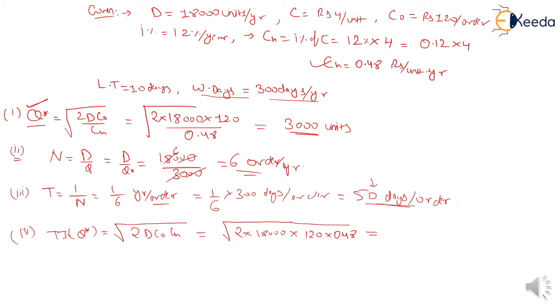Calculate this term, students. What is the answer? The answer comes as rupees 1440. It is the optimal cost, the total inventory cost corresponding to the economic order quantity.